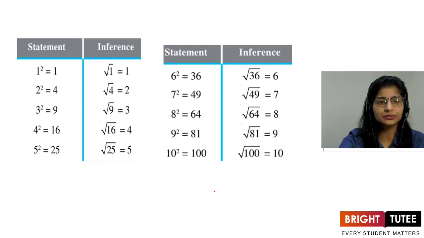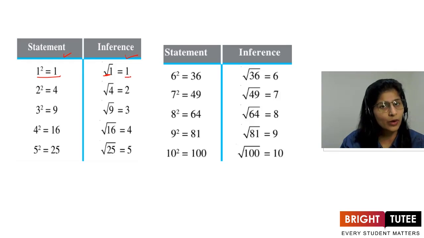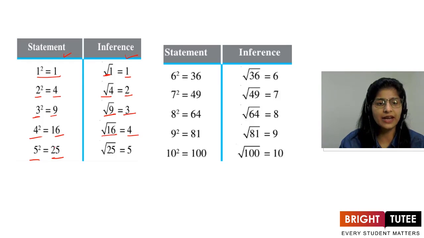Just see now. Observe these two tables. Here the statement is given and here the inference is given. What is this inferring to us? Just see, 1 square is 1 and square root of 1 is 1. This is what we have discussed. Square of 2 is 4 and square root of 4 is 2. Square of 3 is 9, square root of 9 is 3. Square of 4 is 16, square root of 16 is 4. Square of 5 is 25 and square root of 25 is 5. Inverse operation, you see. Similarly, we have written it for 6 square, 7 square, 8 square, 9 square and 10 square, and we have written their square roots.